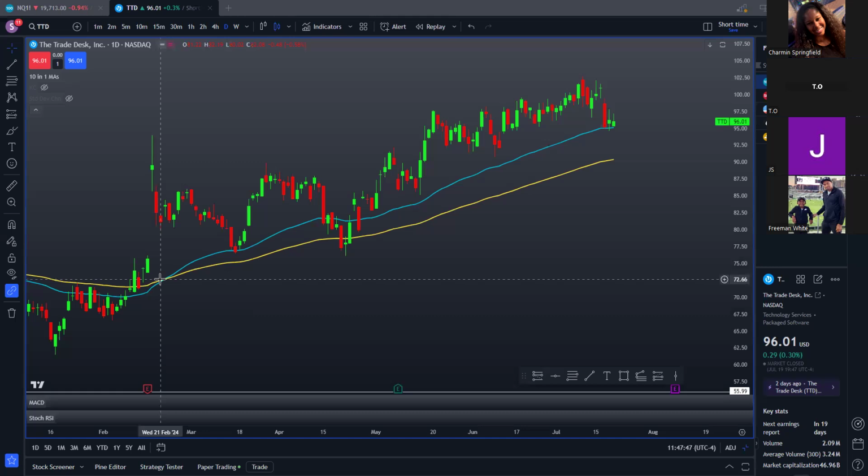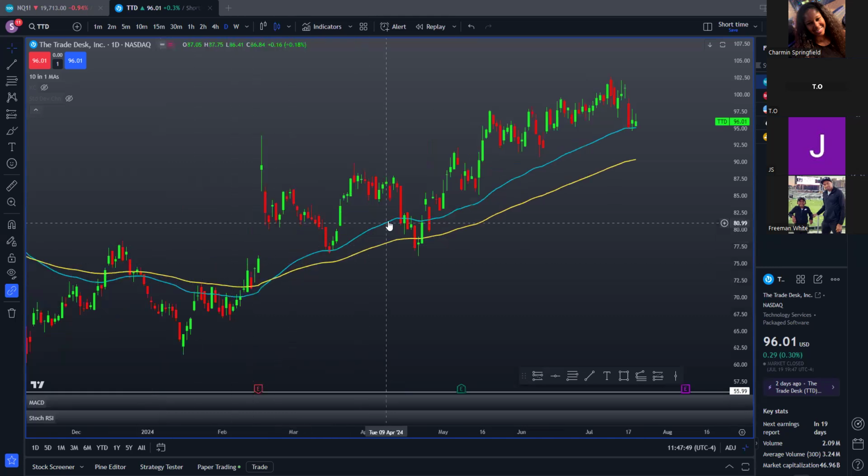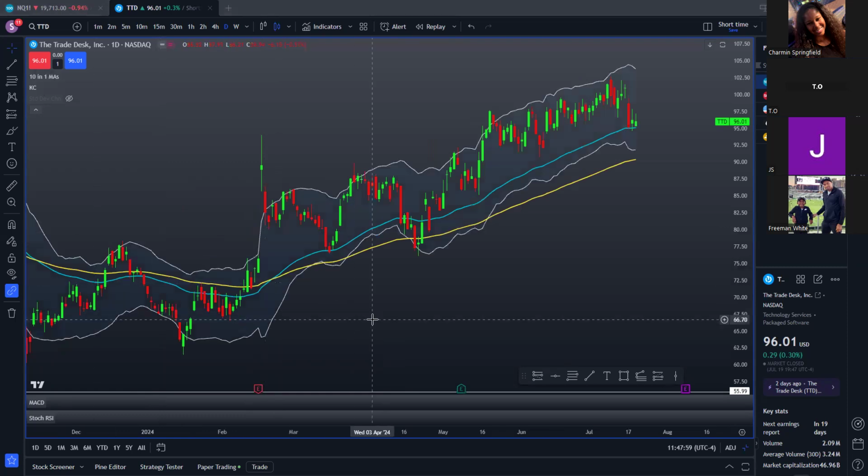So the EMAs are the blue one here that I have is the 50 EMA, and the yellow one is the 100 EMA. He also uses what's called the Keltner channel that allows him to see when things are overbought and oversold. Now, the way the strategy works is very simple.